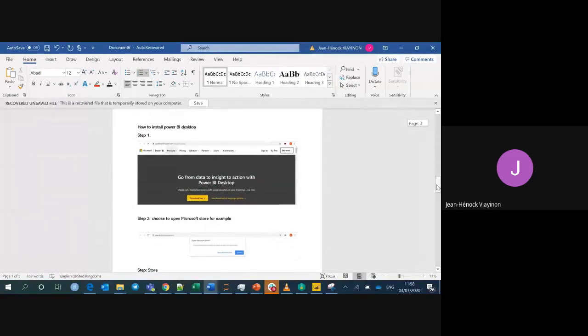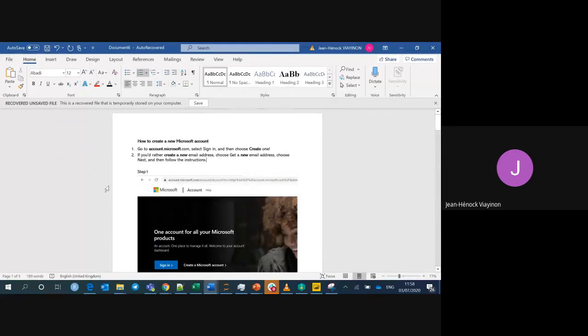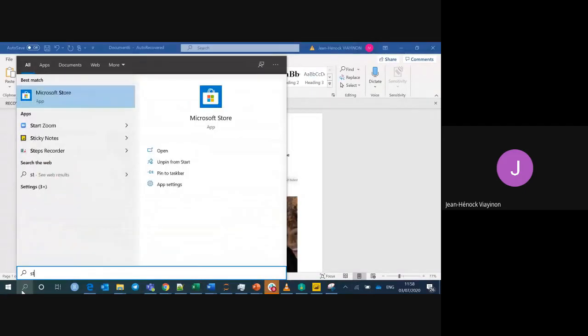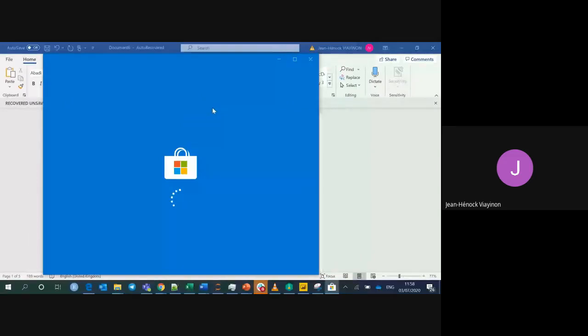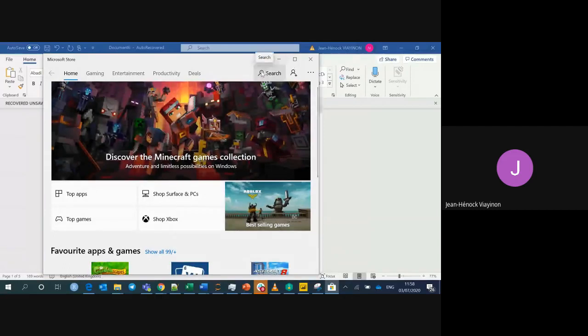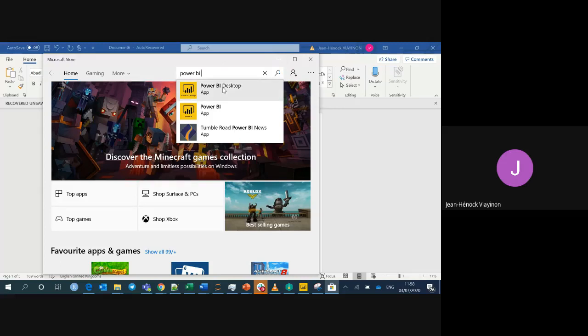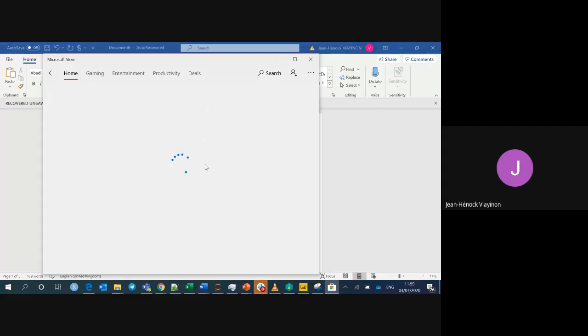So now, how to install Power BI. Those who have Windows just have to create this Microsoft account, and then go to the Windows store. In the Windows Start menu, you start writing, and you will have Microsoft Store. You click on the Microsoft Store, and you will have something like this. In the search, you write Power BI, but we are looking for the desktop, Power BI Desktop. You click on that one, and it will be displayed here.